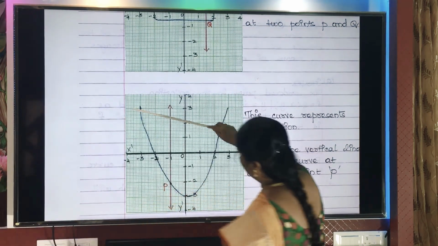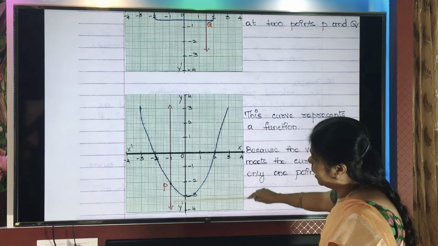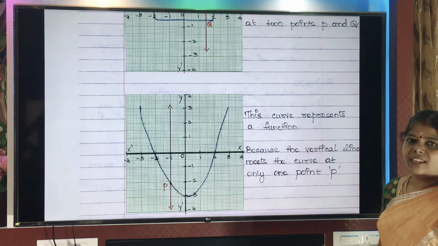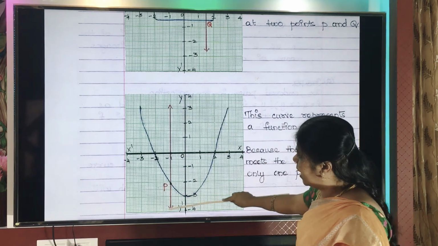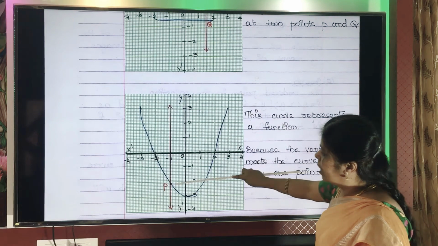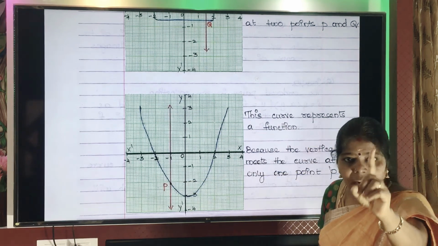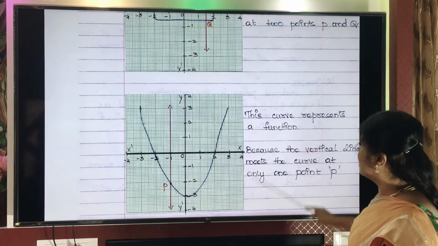Again, you see this is a curve. Blue color curve, red color vertical line. Children, see here. Very interesting. This red color vertical line is meeting the curve at how many points? Only 1 point. So it agrees with the norms of the test.